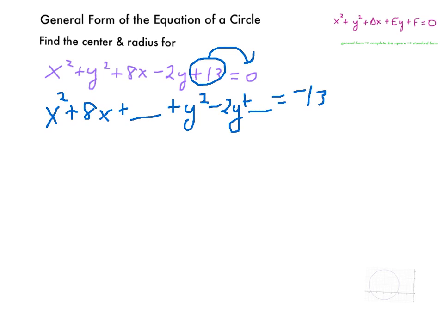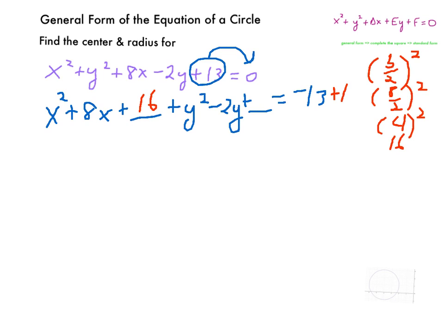Now, how do we do that? You take half of your b coefficient and square it. Our b coefficient here is 8. So half of 8 is 4, which gives you a positive 16, which means we're going to add 16 right there. Don't forget, this is an equation. If you're adding 16 to the left, do not forget to add it to the right.